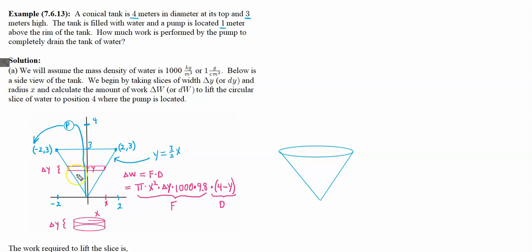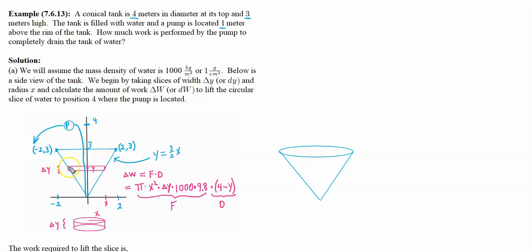So now, to calculate the amount of work it takes to drain the tank, what we want to do is think of taking a little slice of water right here. Now this is located at position Y on the Y-axis. And we want to calculate how much work it takes to lift this slice all the way up to position 4 on the Y-axis. That's where the pump is located. And then once we know how much work it'll take to lift this slice, we can then integrate and find how much work in total it will take to drain the entire tank.